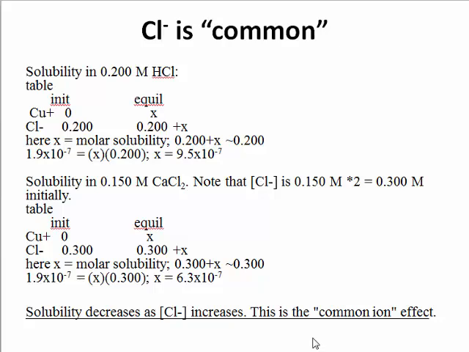Pardon my typo, I beg your pardon. The molar solubility is X, and once again we will treat the chloride concentration 0.3 plus X as approximately 0.3. Note that the increase in chloride concentration will decrease the molar solubility even further. Here the equation is 1.9 times 10 to the negative 7 is X times 0.3, giving a value of X, or a molar solubility, of 6.3 times 10 to the negative 7.